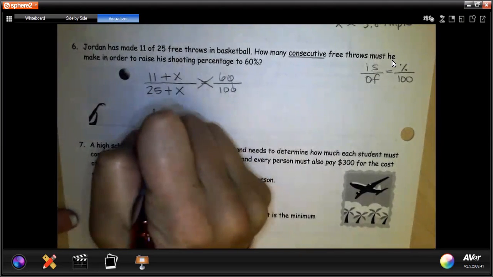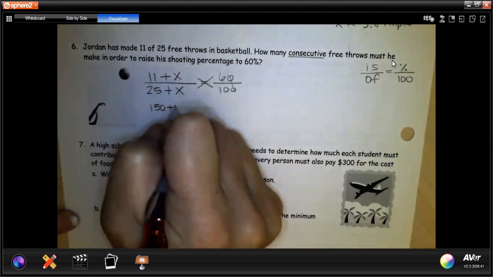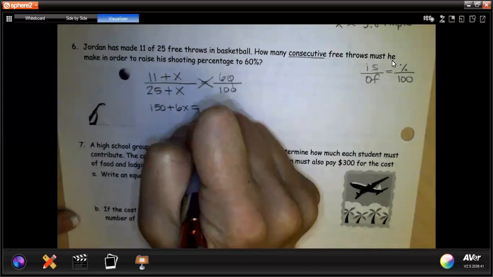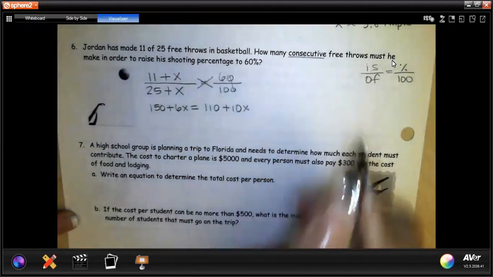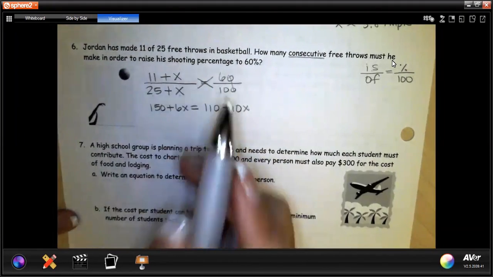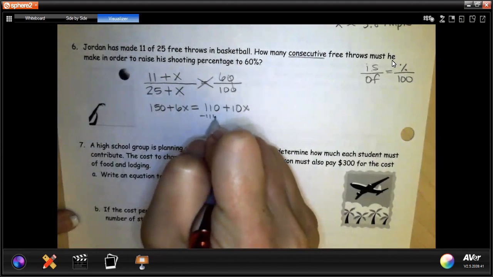And so we get 150 plus 6x is equal to 110 plus 10x when I cross multiply here. I'm going to subtract the 110 to get it to the other side.